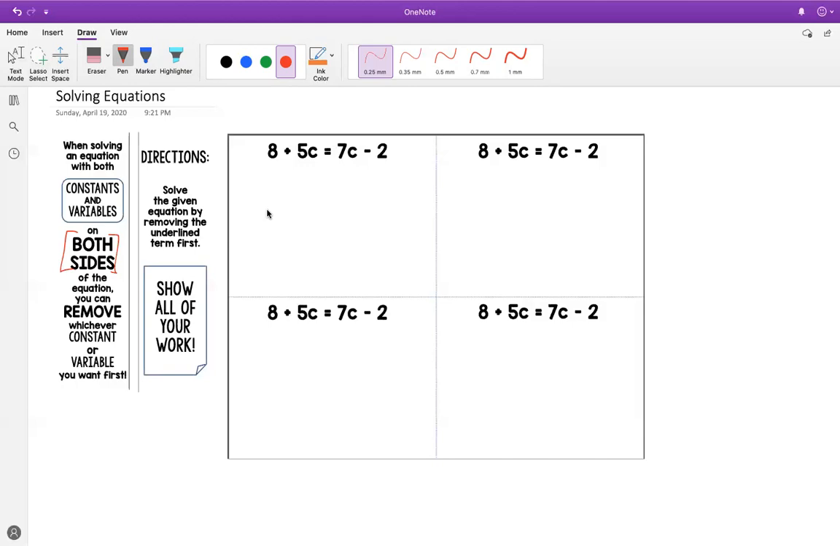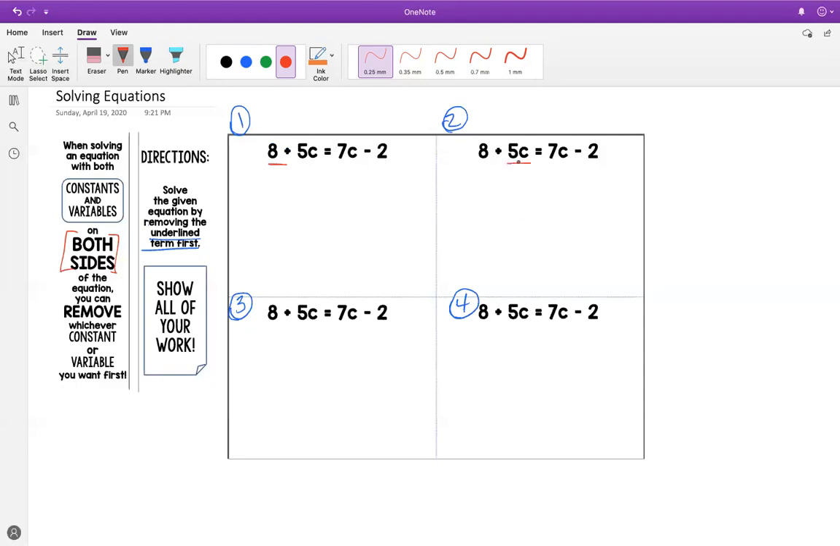Okay, so what we're going to do is there's not really a lot of notes. It's really in seeing it in the practice. So we're going to work through these 4 problems here, and if you notice, they are all the same problem, but we are going to solve the equations by removing the underlined term first. Okay, so you can obviously see none of them are underlined yet.